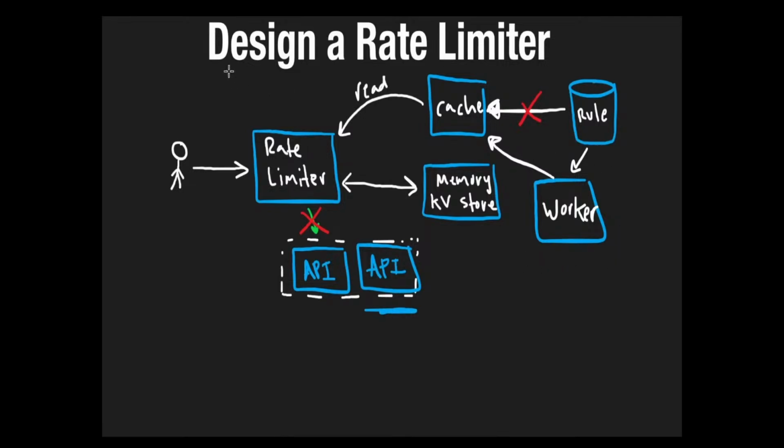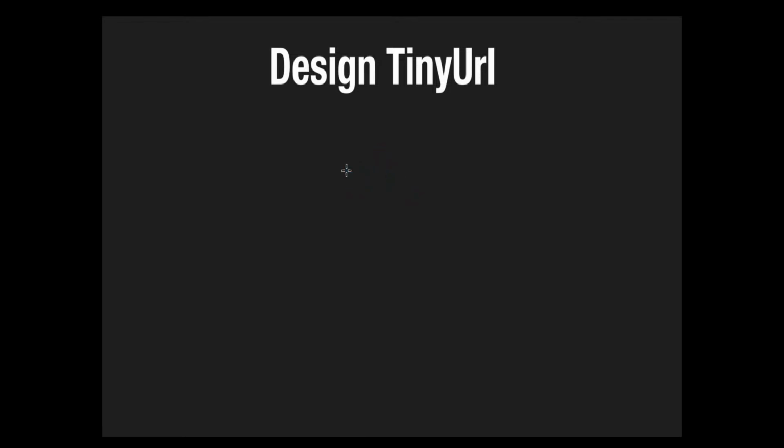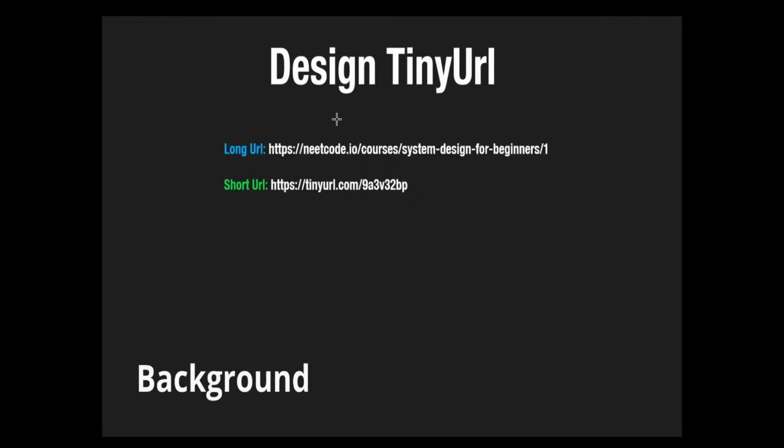So with that, we have gone over a lot of the design considerations when designing a rate limiter. So next, let's design TinyURL or just any type of URL shortening service, something like Bitly or however you pronounce that. And I'm sure there's others, but we're mainly going to be focusing on the core functionality of a URL shortening service. So first, let's quickly go over the background, even though you might already be familiar with it.